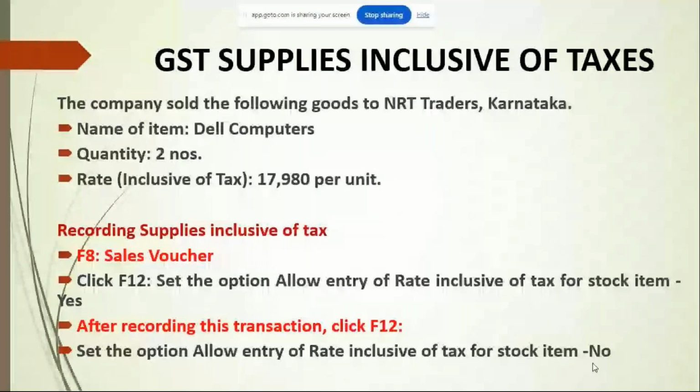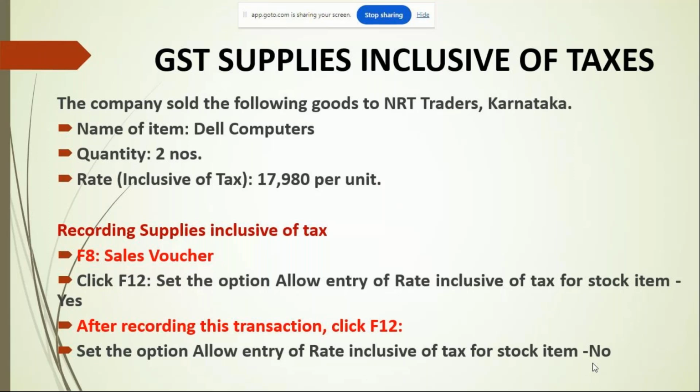So before we put up this voucher, we have to activate one of the features here. Below I've given you one important note: recording supplies inclusive of tax. Before you step on to putting up the entry, the moment you go to the sales voucher, you have to press F12 configuration. If you press F12 configuration, you have to activate the following feature: allow entry of rate inclusive of tax for the stock item as yes.